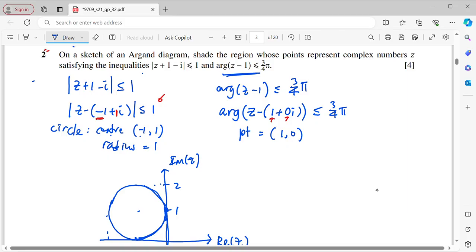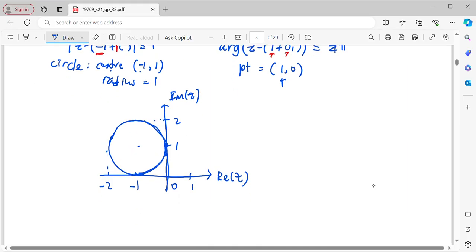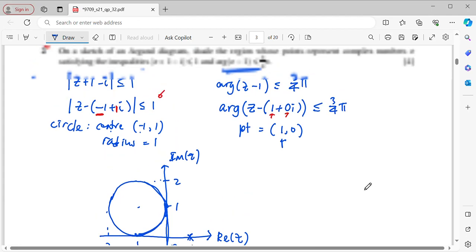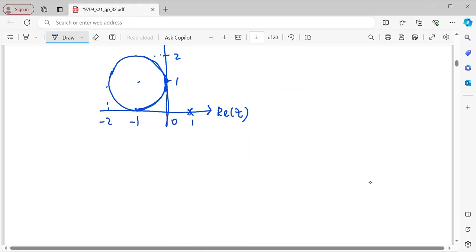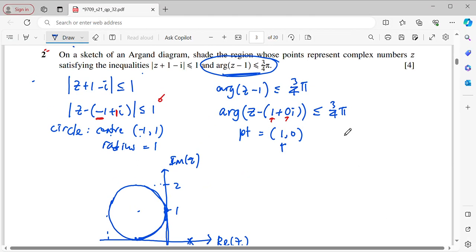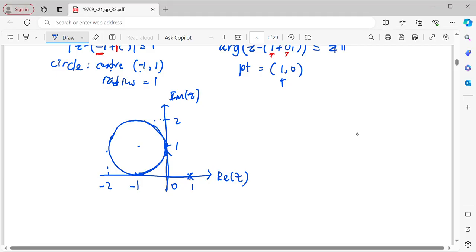Less than or equal to 1 means that all the points inside the circle or on the circumference of the circle. Now, for the second inequality, our reference point is at 1, 0. So let's say here is 1 and 0. Then now we need to draw the angle, which is 3 over 4 pi. So 3 over 4 pi will be touching here because that is 135 degrees. Let me check. It is less than or equal to, that means it will be a solid line.